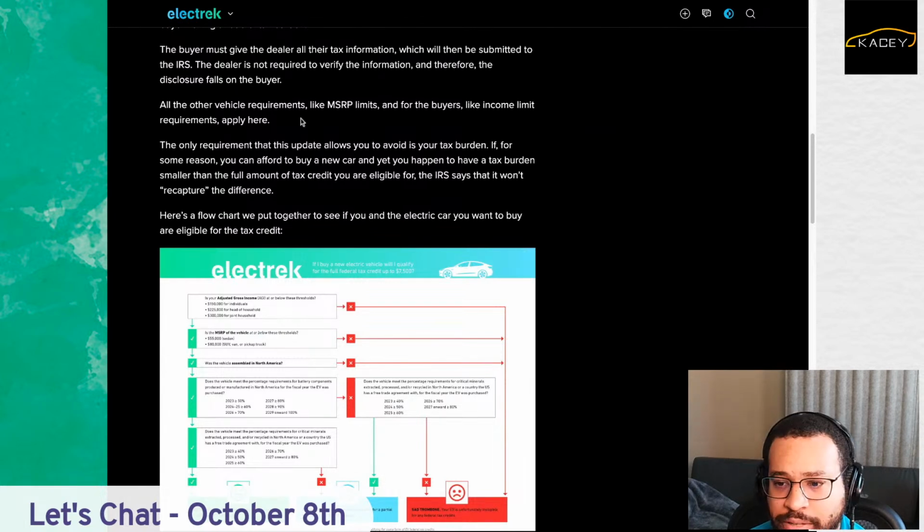All the other requirements, like vehicle requirements, like MSRP limits, and for the buyers, like income restrictions, apply here. The only requirement that this update allows is for you to avoid.